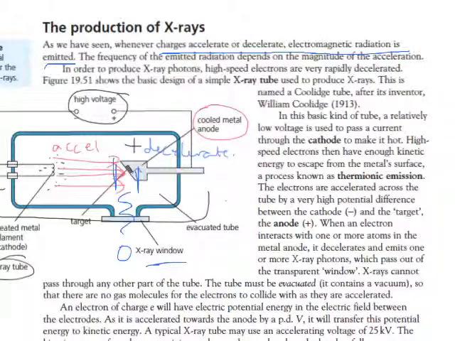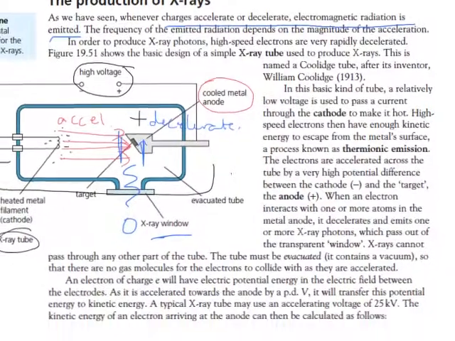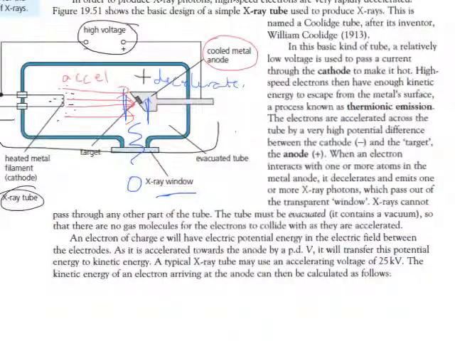It's explained in the text in a little bit more detail, as it says on here. When an electron interacts with one or more atoms in the metal anode, it decelerates and emits one or more X-ray photons. These pass out of the transparent window.